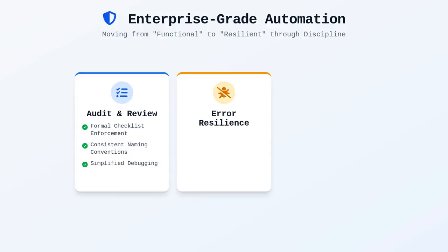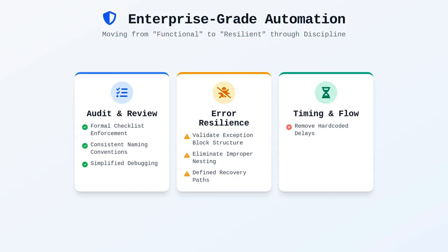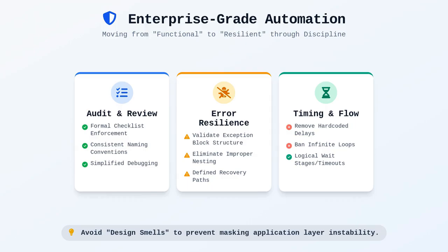When you review a process, start by examining the exception block structure, as improper nesting or missing recovery paths are the most frequent causes of runtime failures. Ensure that every transition is protected by appropriate wait stages with logical timeouts, rather than infinite loops or hard-coded delays, as these are common design smells that mask underlying instability in the application layer.